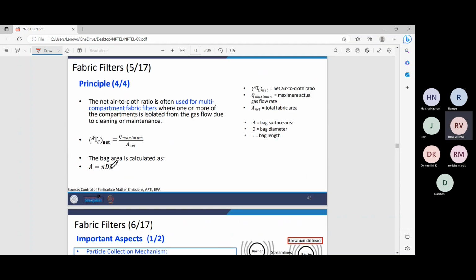And how to calculate the filter bag area? This A is pi D L. This is generally a cylindrical shaped filter. So this is the diameter of your cylinder, this is D, and this is your L. So the bag area is calculated as pi D L.